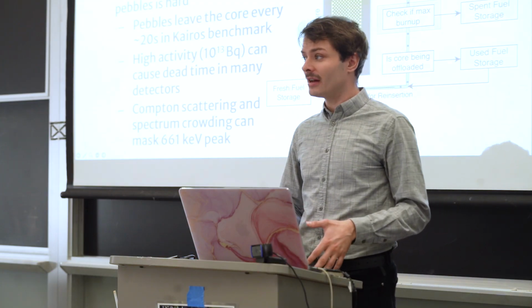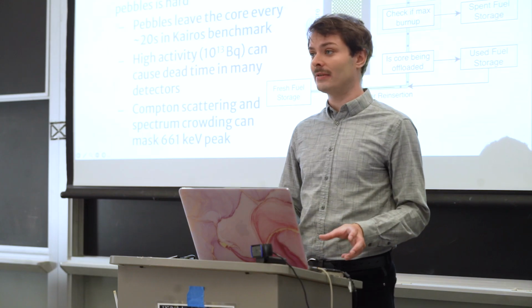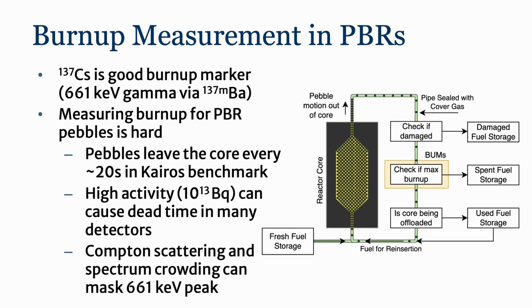Ideally, you want to be able to measure pebbles as fast as they come out, so that way you don't have to operate with extra fuel or use multiple detectors. You don't want to have any operating constraints from your detection system. So this measurement process needs to be rapid. Generally, when you're doing burnup measurements, you use cesium-137. It's because it's a very long-lived fission product, especially relative to the operating time of the reactor, with a simple decay and production pathway, and an intense gamma line at 661 keV.